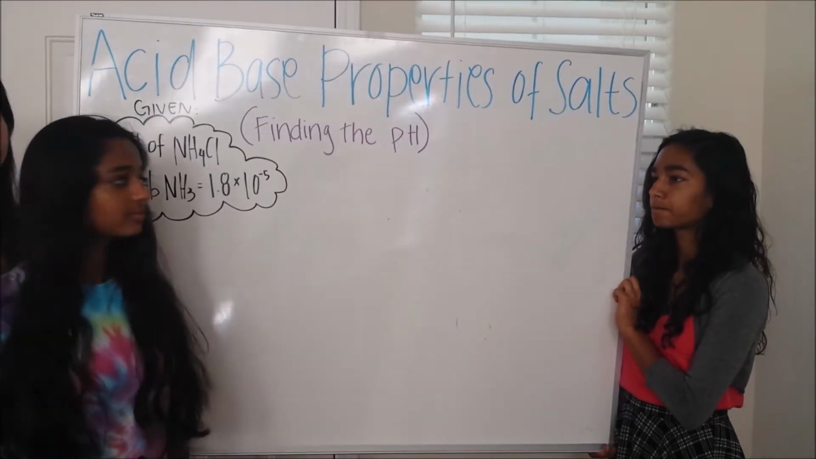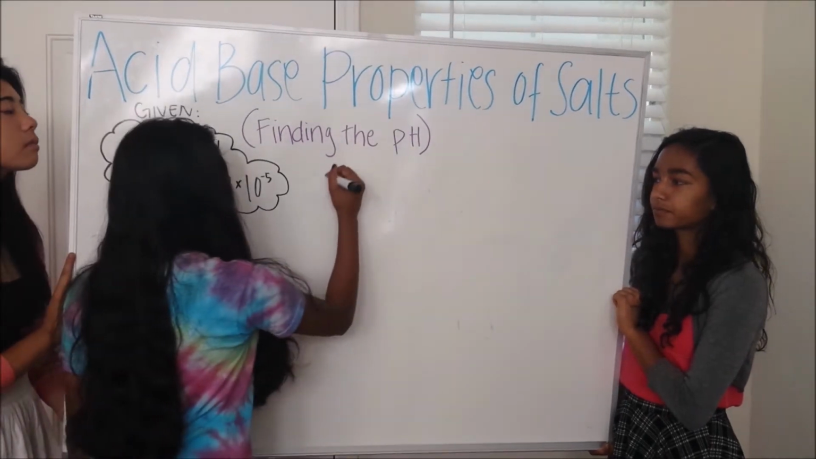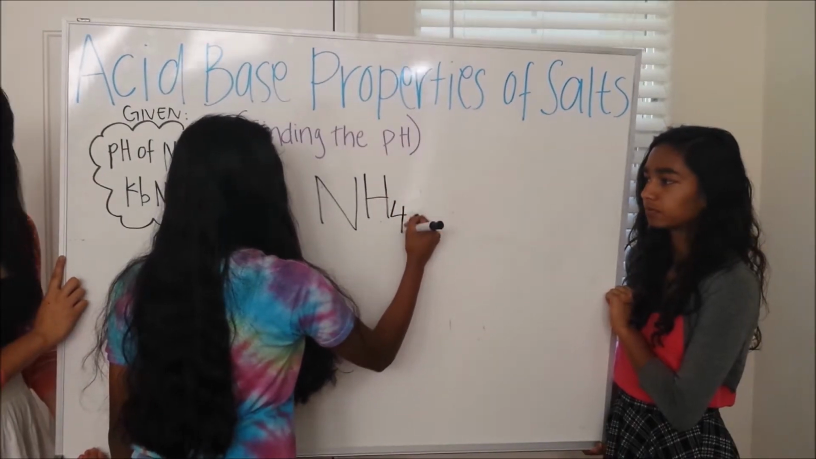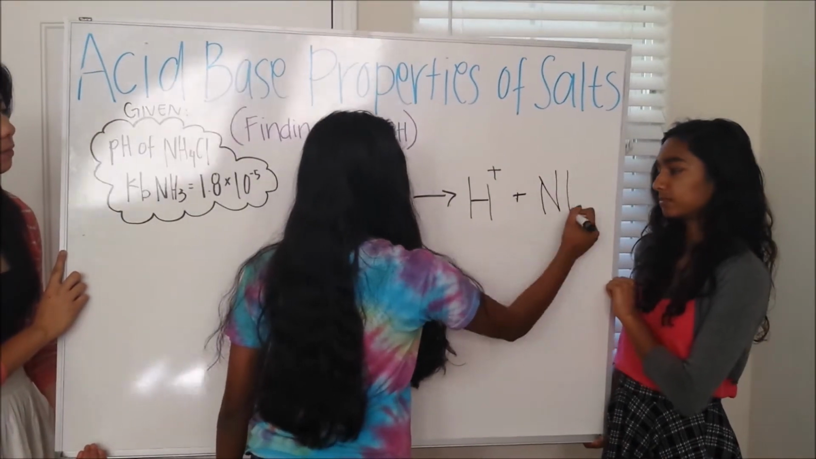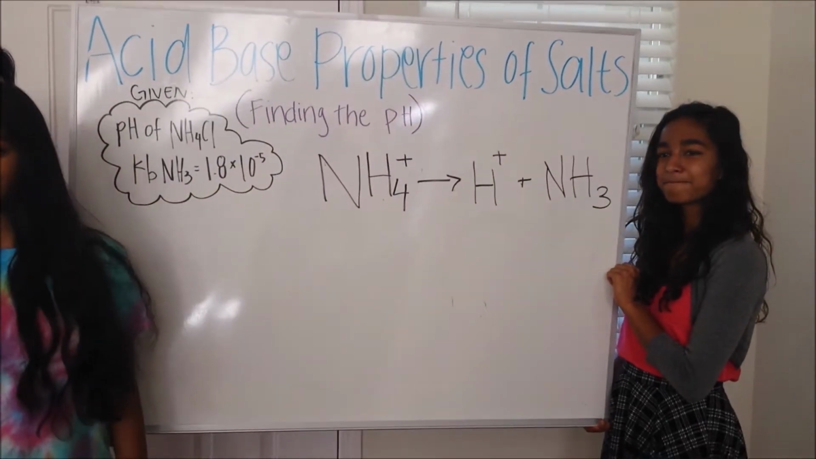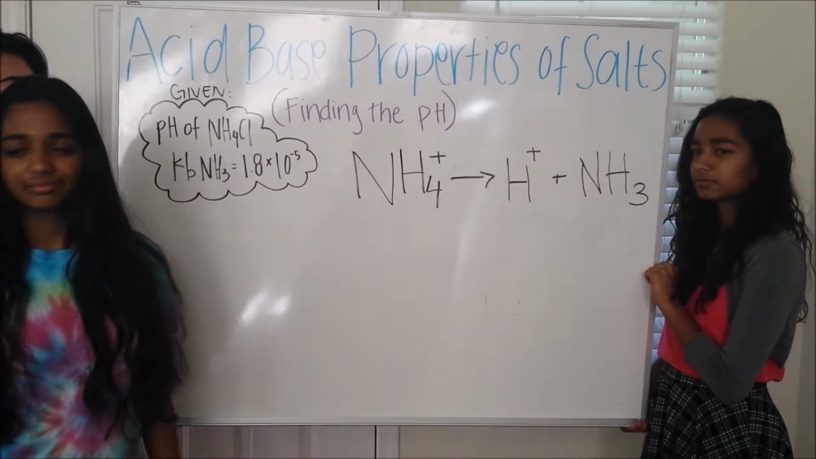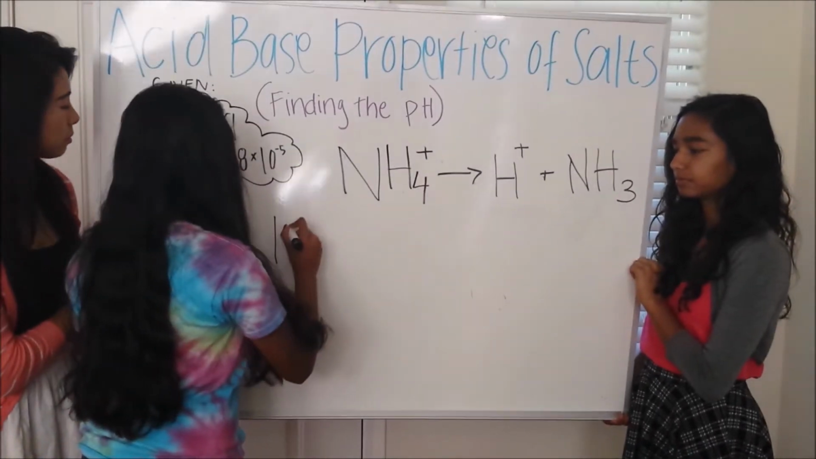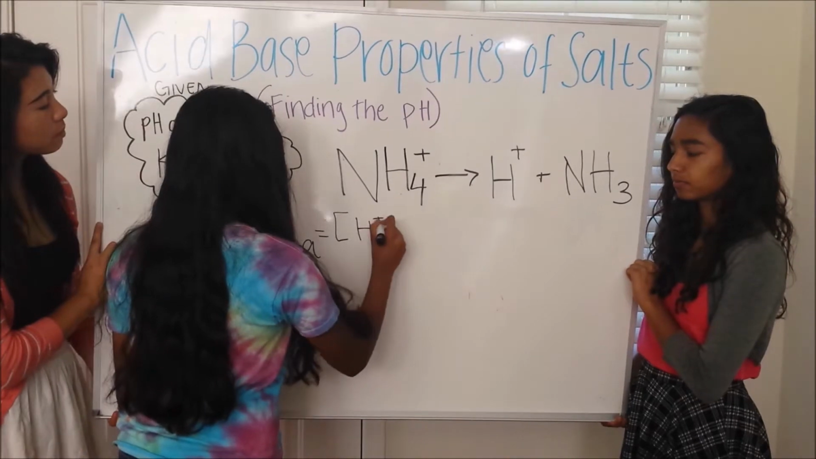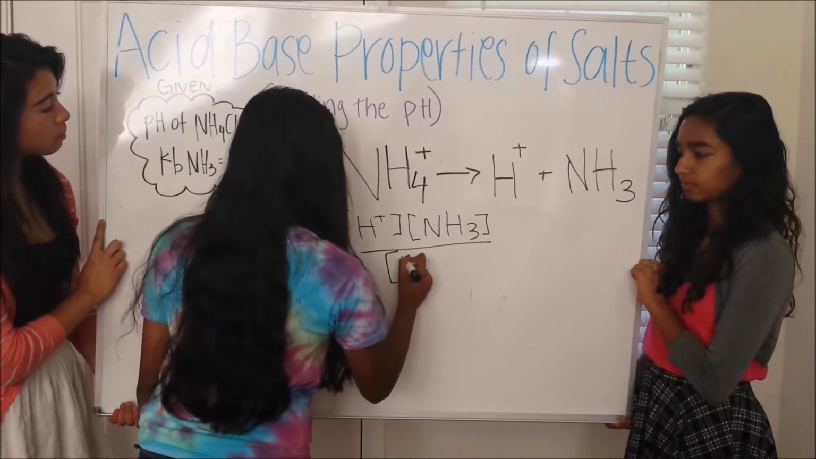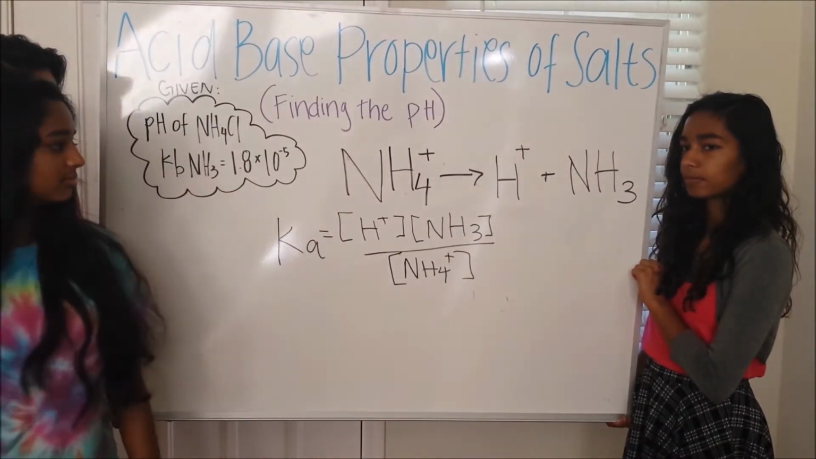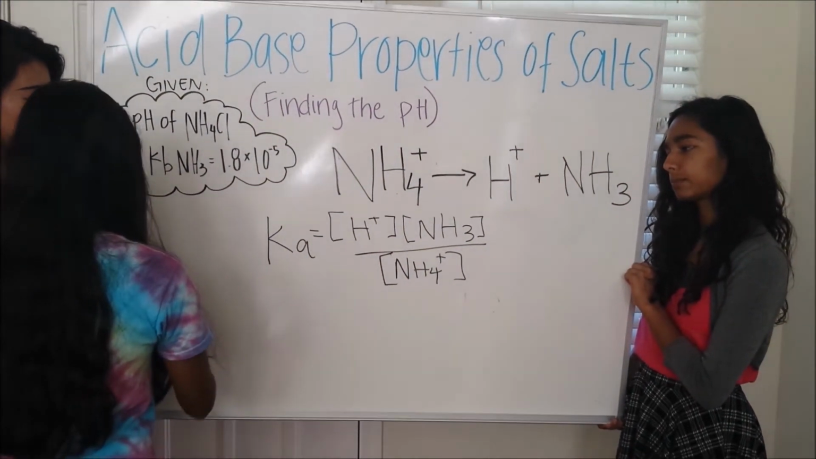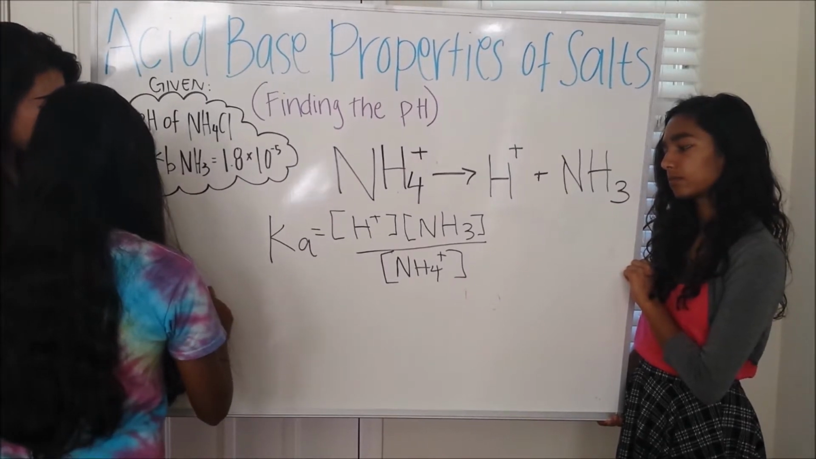Here we are finding the pH of a salt. We will write the equation that governs the reaction. The equation we'll be using should be able to produce H+. This equation is the dissociation of NH4 into NH3 and H+. Using this equation, we will write the equilibrium constant expression. Since we need the Ka, we divide the Kw by Kb to get the Ka of 5.6 times 10 to the negative 10.